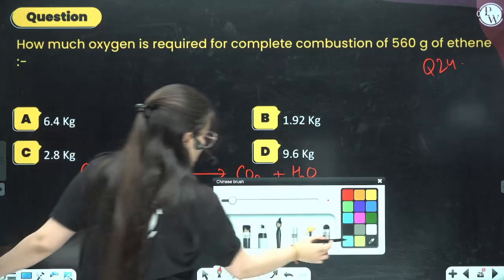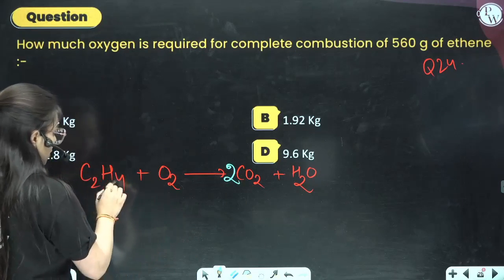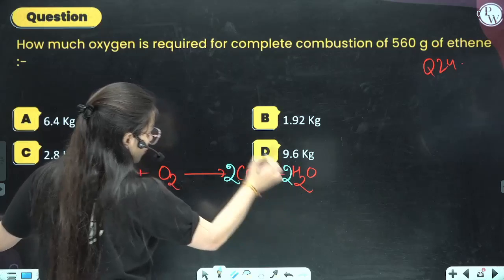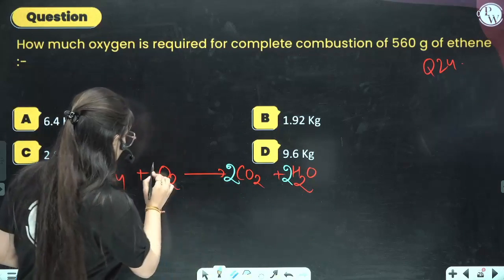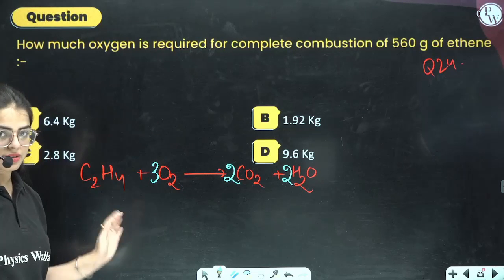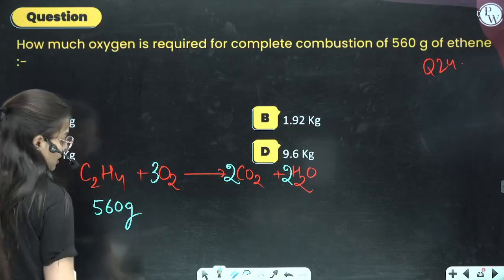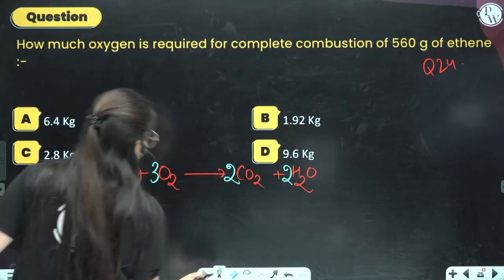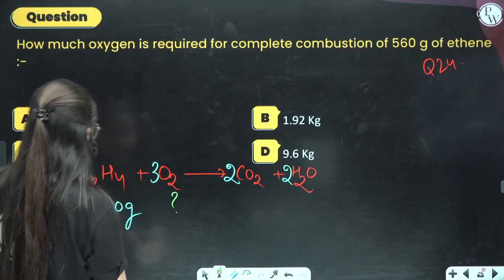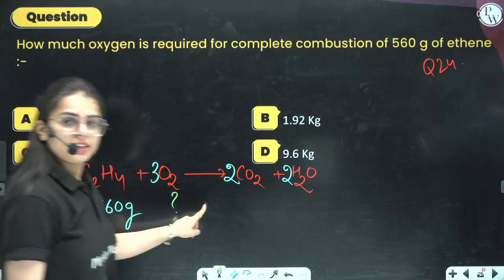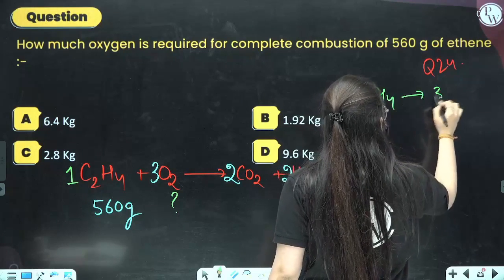Okay, so let us balance this. 2 carbon, here is 1 carbon, so 2 will come. 4 hydrogen, here is 2 hydrogen, so 2 will come. Now, 4 oxygen plus 2 oxygen is 6 oxygen. Here is 2 written, so 3 will come. It is a balanced equation. They are saying that 560 grams of ethene is present, and you need to calculate how much oxygen is required. See, 1 ethene reacts with 3 O2.